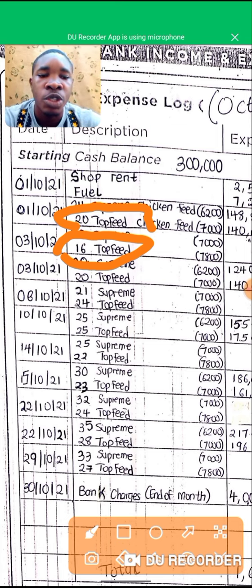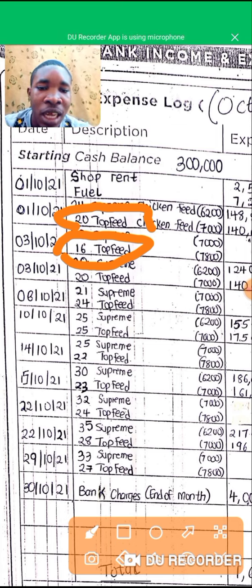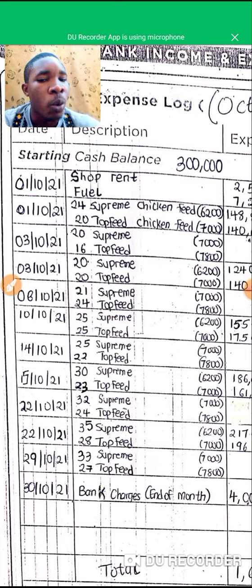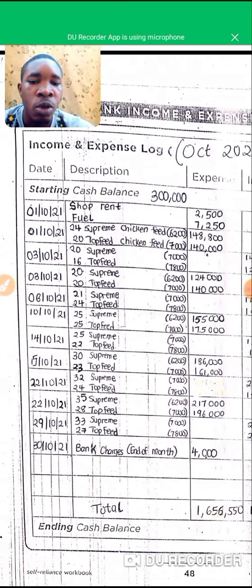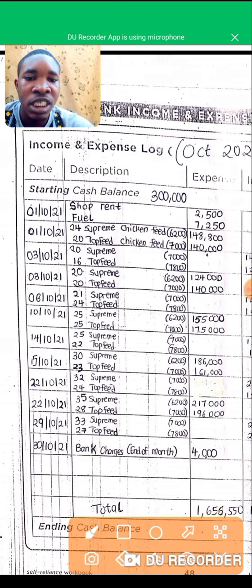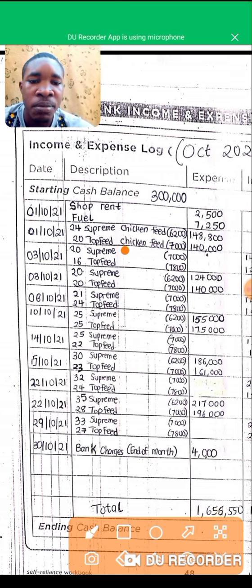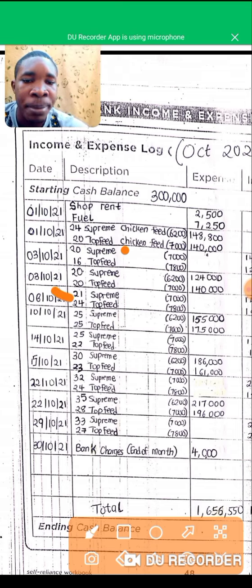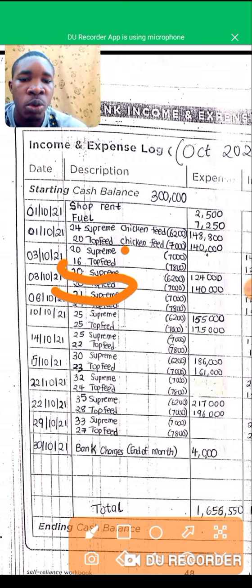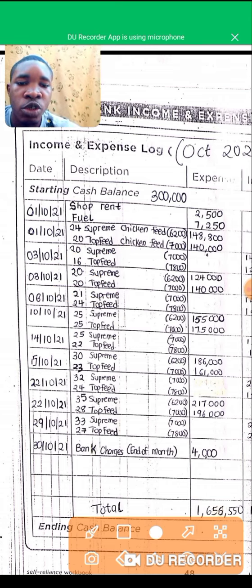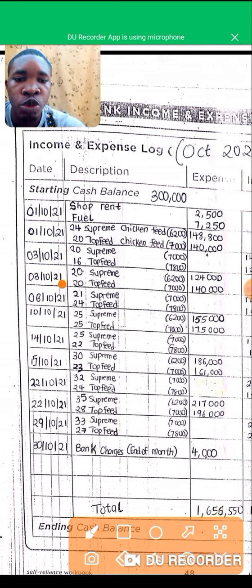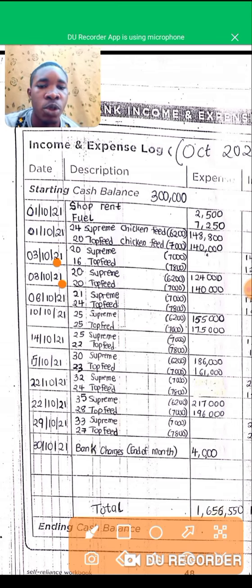Do you understand now? Because I only have 4 left, I cannot just leave 4 in my shop. I have to go back and buy more. Which is why you see that on the third, after I finished selling here, I went back to the market. I went to buy 20 top feed and also 20 supreme. I bought 20 top feed and I bought 20 supreme on that same third.